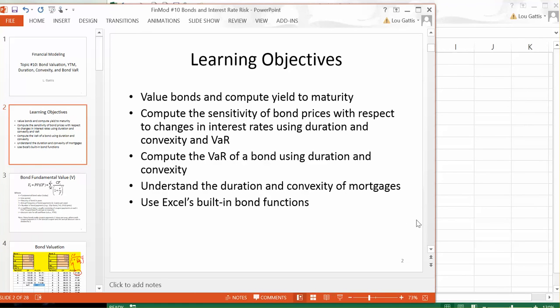In this topic, we're going to value bonds using the present value of promised cash flows, or contractual cash flows, and also compute the YTM, or yield to maturity, of the bond, given the bond's price. We'll compute the sensitivity of bond prices with respect to changes in the discount rate using duration and convexity, and calculate the VaR of a portfolio using duration and convexity VaR. Lastly, we'll understand the duration and convexity of mortgages and use Excel's built-in bond functions.